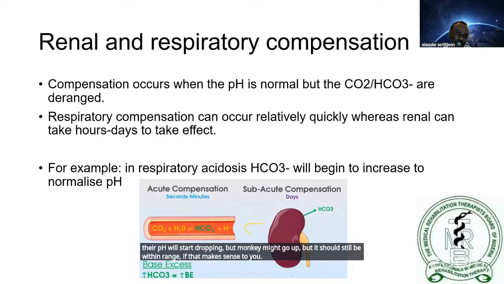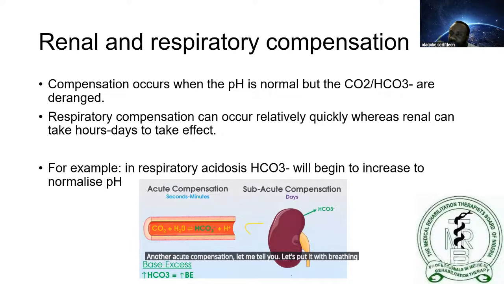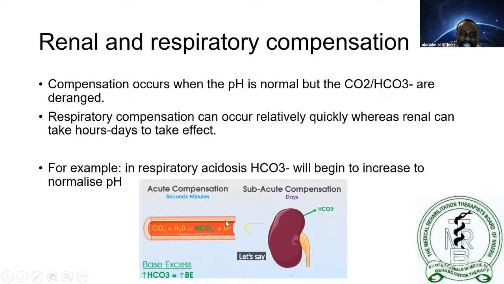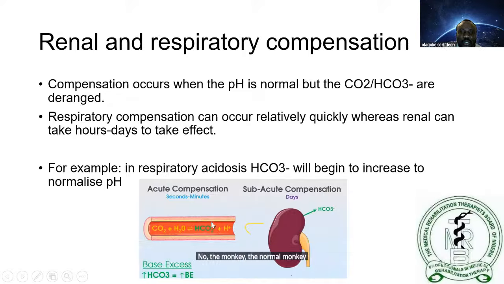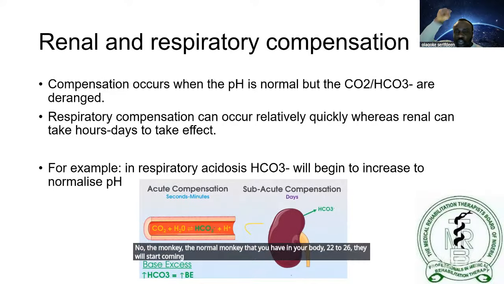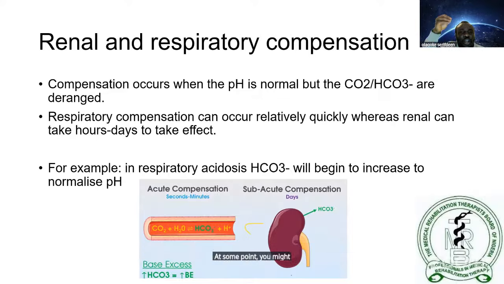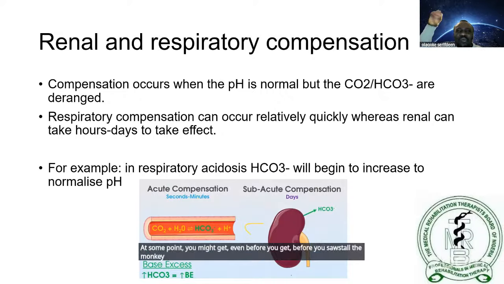Another acute compensation, let me tell you, respiratory, breathing now. Let's say you have somebody now with sepsis, now they have plenty of bacteria in their body, hydrogen ion is now plenty in their body. Now, the normal monkey that you have in your body, 22 to 26, will start coming out to try to remove those hydrogen ions. At some point, what is going to happen? Even before you exhaust all the monkey there, another thing will happen. Hydrogen ion is dangerous. We need to get rid of them. Some hydrogen ion will go into the cell, some will bind with protein, some will bind with hemoglobin, some will start being pushed to different areas in the body.